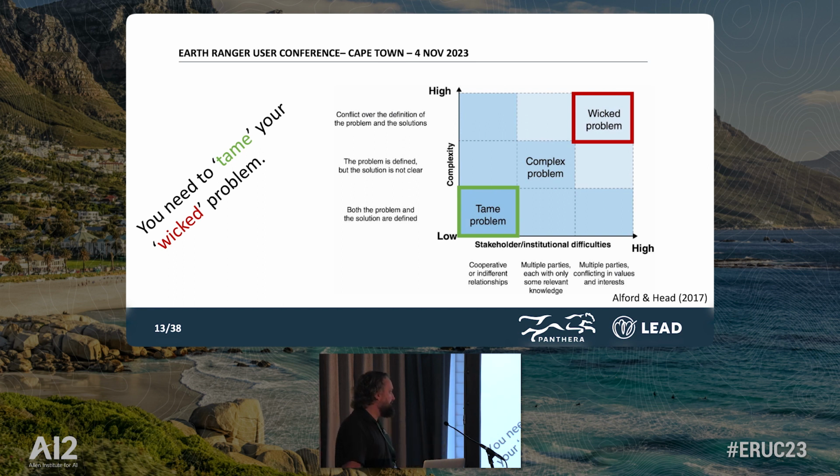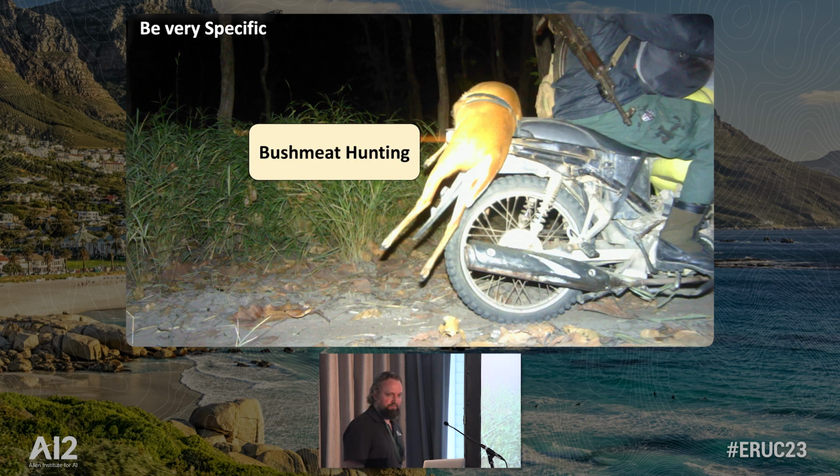What we're trying to do is get these to be tame, where both the problem and the solution become much more clear, at least the problem definition, and the people who are working together either share the same priorities or are indifferent to getting in the way of one another. But how do you do that? What's one of the first steps toward that tame problem? What it really comes down to is being specific. That's one of the first things you need to do.